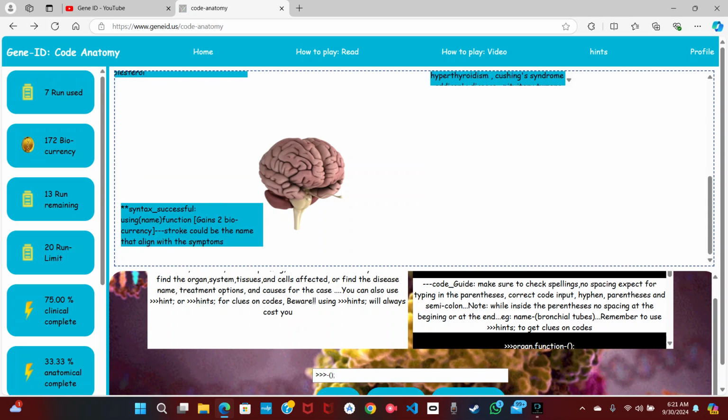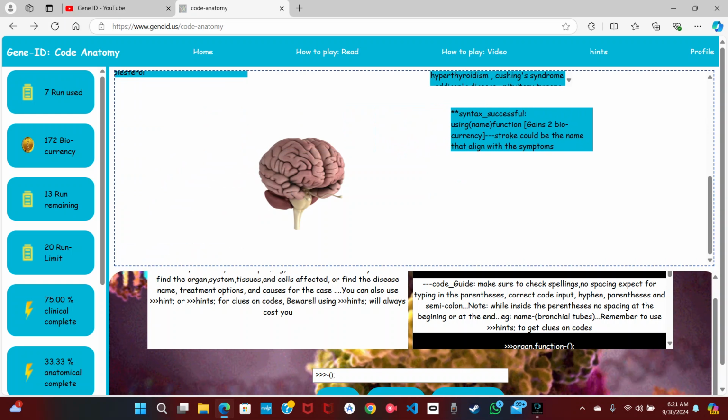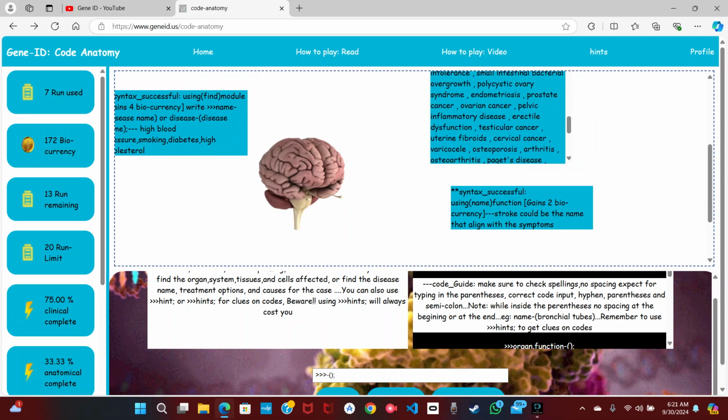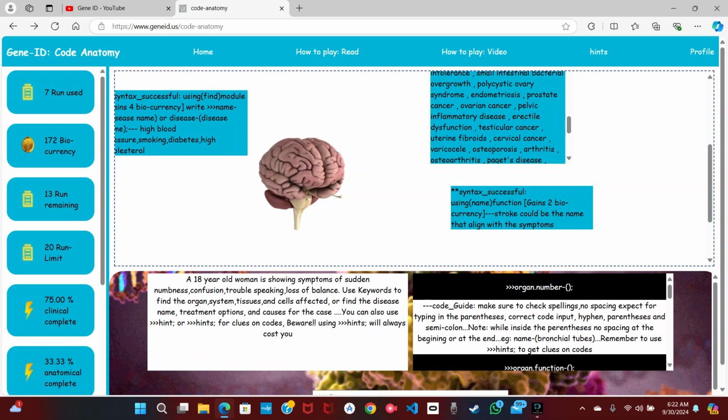Oh, would you look at that? All right, so we have what we need. Okay, so stroke could be the name that aligns with the symptoms, which is correct. Stroke it is. And because we made progress on the clinical side, now that we have that, let's go back to the scenario. So we have found the organ, we found the disease, we found the cause of the disease and the remaining treatment.